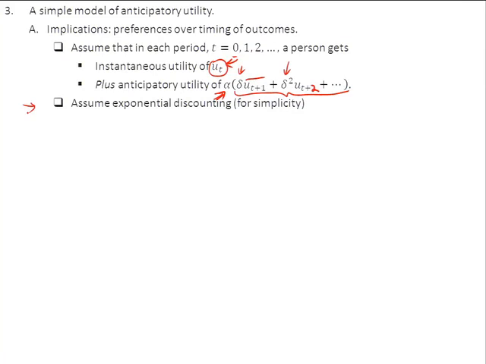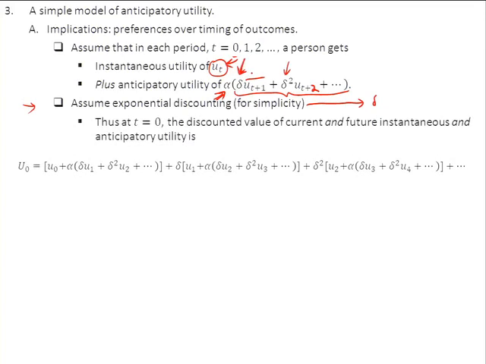Okay. So we're going to assume exponential discounting for simplicity. And by the way, we're going to use this delta in two different ways. It's going to be annoying, but you'll see why. It makes the model a lot simpler. So this delta that we're using here to discount anticipation is also going to be the same as the delta that we use to discount actual utilities. Okay, so check this out.